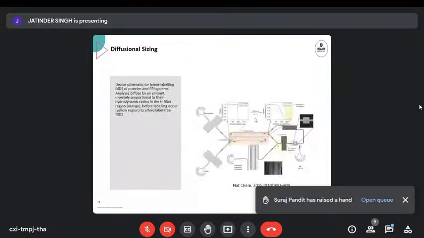This has also been used for diffusional sizing for protein-protein interactions that are not covalently bound. So the analytes, again, diffuse by an amount that's inversely proportional to the hydrodynamic radius in the region when they're adjacent to each other. And then we can have the labeling taking place. So where do we go here? I prepared this when I was still home, so I look back at the papers now. So we get the two analytes.